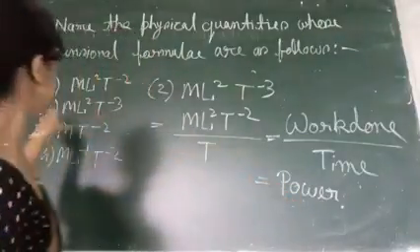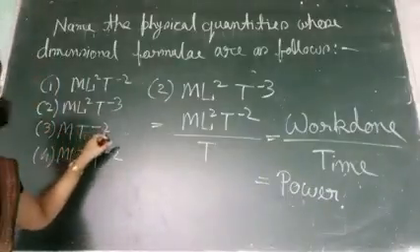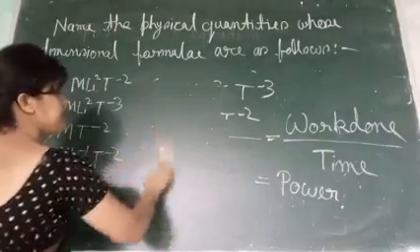Next, what is the dimensional formula given to us? M t to the power minus 2. So let's see what the physical quantity is.